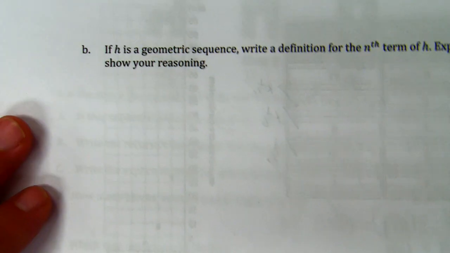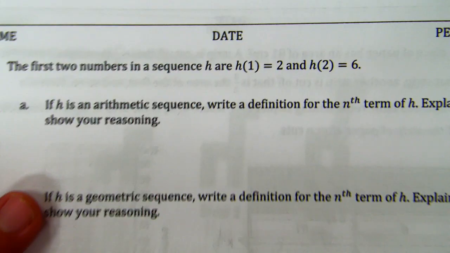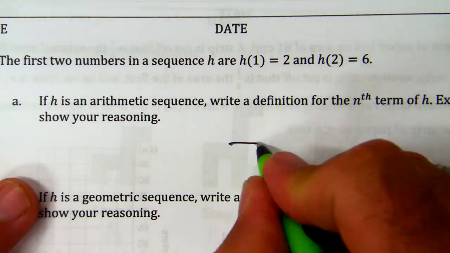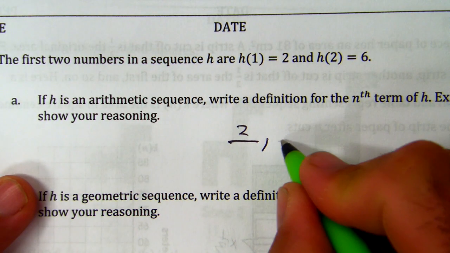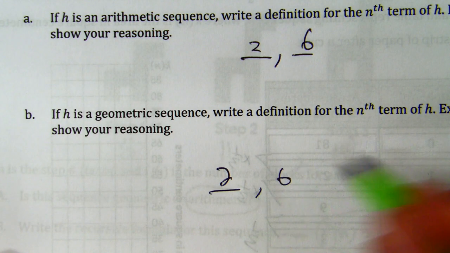All right, got to keep moving here. Number 6. They give us some information. They tell us the first term is 2. They tell us the second term is 6. They do that for both of them. The first term is 2. The second term is 6.